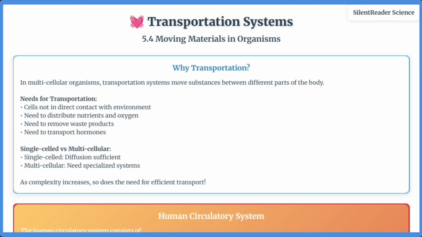Transportation systems move materials between different parts of multicellular organisms. Single-celled organisms can rely on diffusion, but multicellular organisms need specialized transport systems because most cells are not in direct contact with the environment. The human circulatory system includes the heart as a muscular pump, blood vessels as transport pathways, and blood as the transport medium.